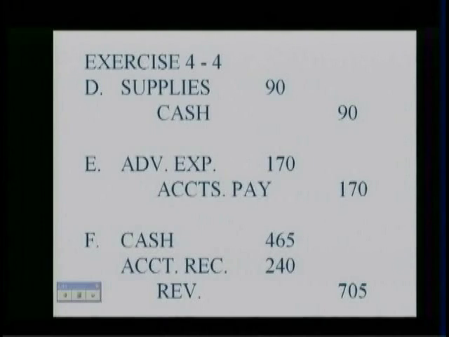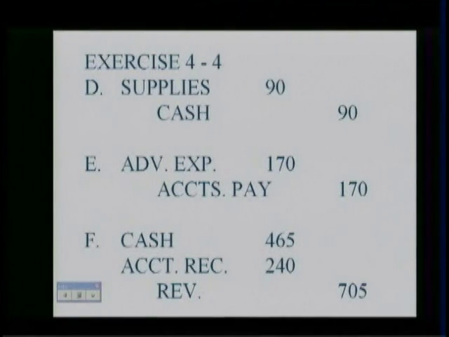In letter D, we purchased gas, oil, and trash bags for cash of $90. So again, remember our supplies went up. That's an asset. We increase an asset of supplies by debiting it, moving it to the left side, and putting $90 in it. Now we paid cash for that, and cash is an asset, so to decrease the asset of cash, we're going to credit it, so we indent it a little bit to the right and put the $90 in the rightmost column.